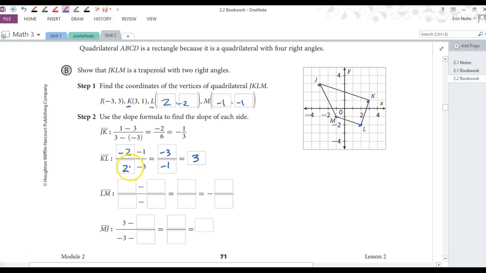For LM, L to M, so we're going to go M minus the L. So Y, 2, so negative 1 minus negative 2. On the bottom, we're going to do the difference of x's, so negative 1 minus 2. So on the top, I have negative 1 plus 2.